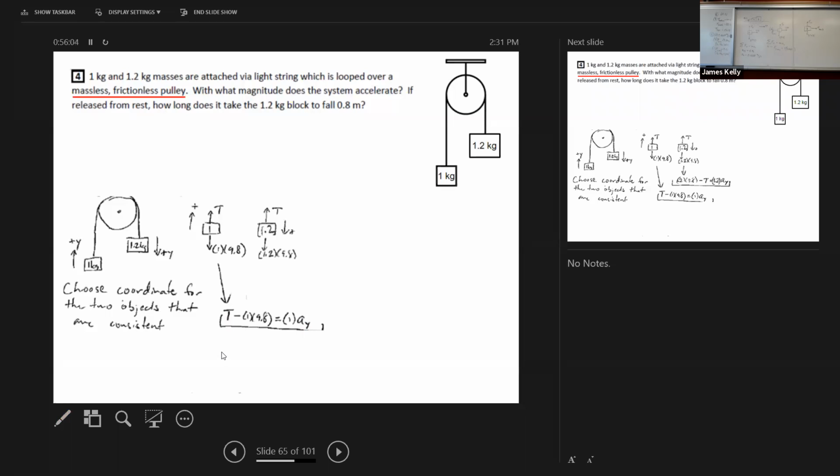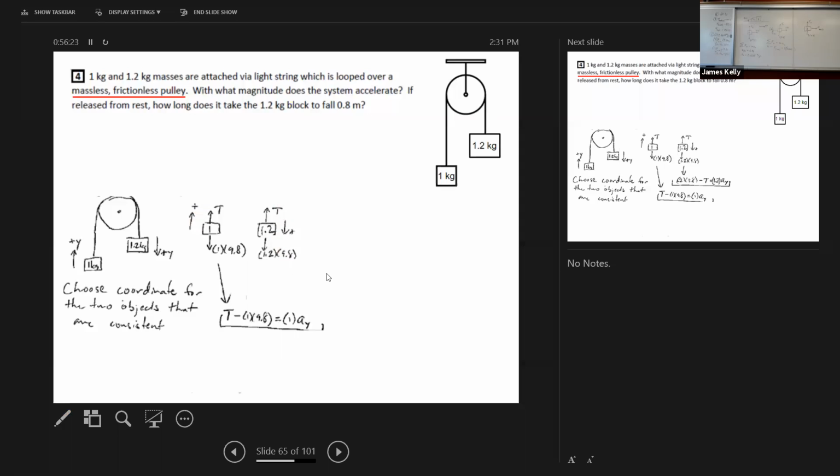Let's go over to the second free body diagram. Again, it's kind of simple. Tension's pulling up on it. Its weight is going down. This one, since I've chosen plus as up and the string is looped around like that, I have to choose plus as downward in the second free body diagram.